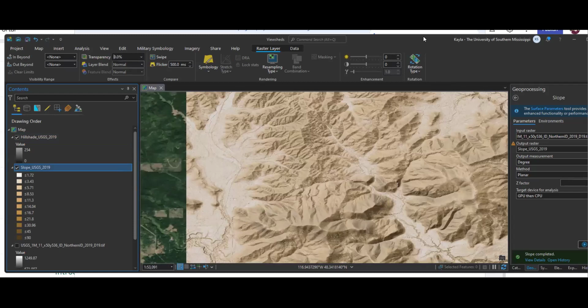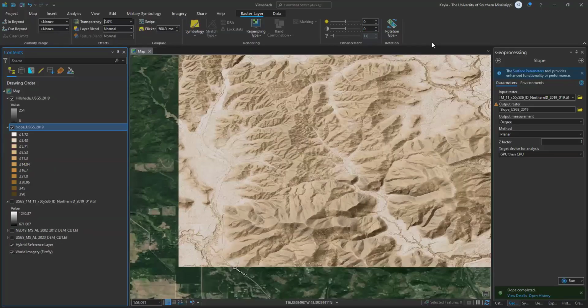So we're going to stop this here and then come back and take a look at some other things like a viewshed and what you can do with some of these data sets.